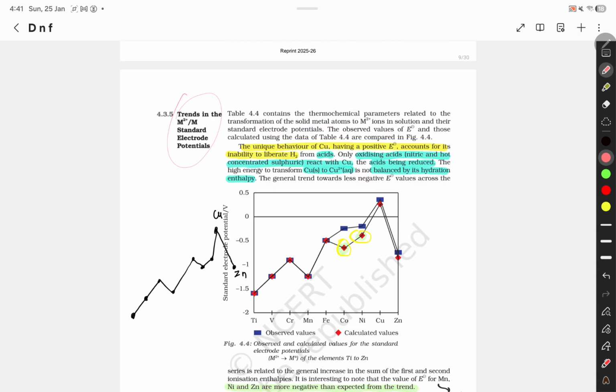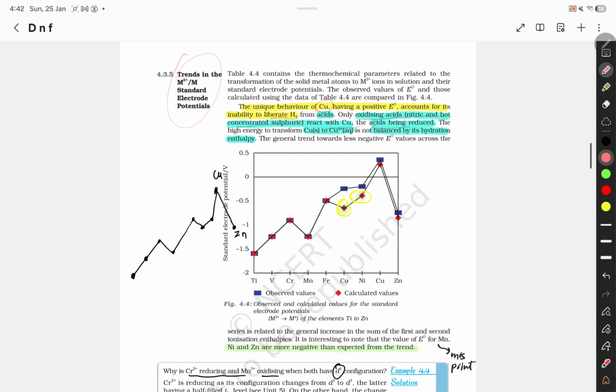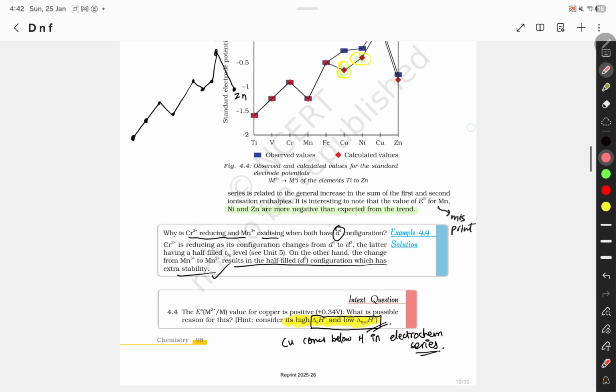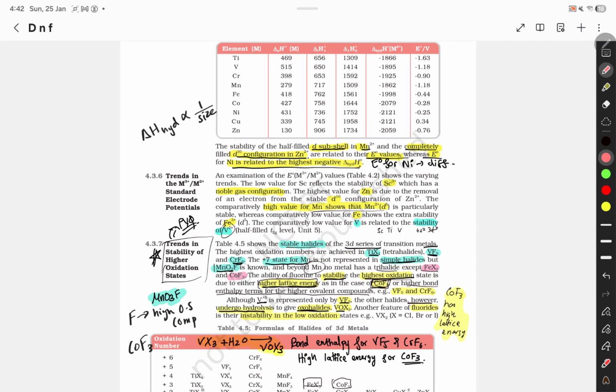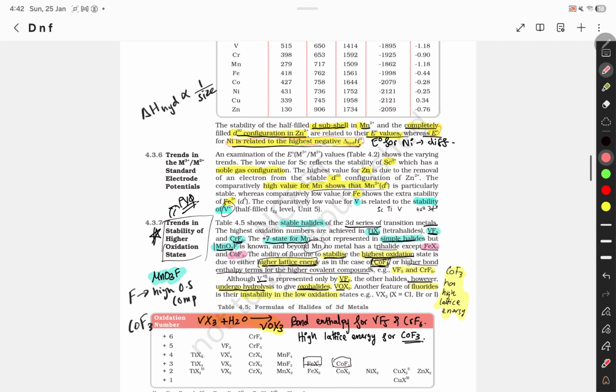Then you have M2 plus standard potential. Cu has inability to liberate H2; only oxidizing acids, nitric and hot concentrated sulfuric, react with Cu. Basically the acids also get reduced over there. It's not balanced by its high hydration enthalpy. That is the reason that everybody knows. And Zn are more negative than expected from the trend. For Ni it is related to its highest negative delta hydration enthalpy, but for Zn and Mn, it is related to the D10 configuration or D5 configuration.